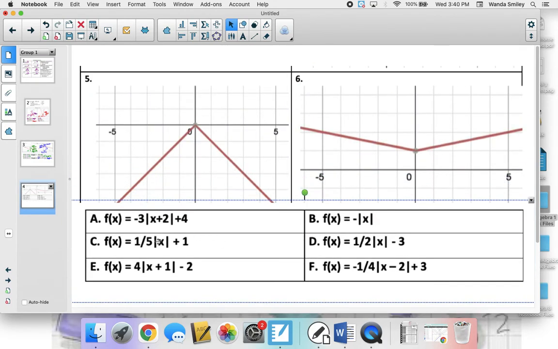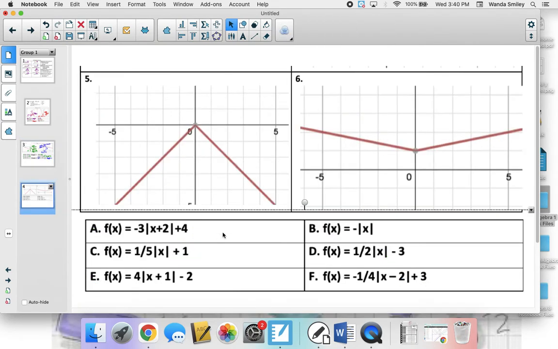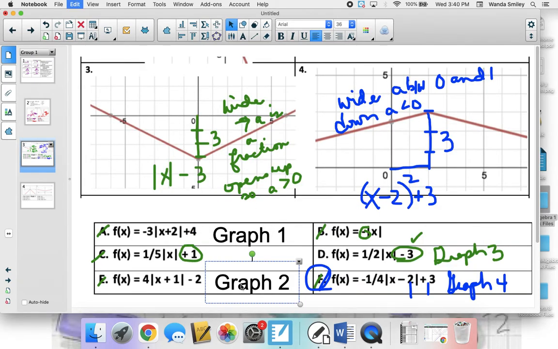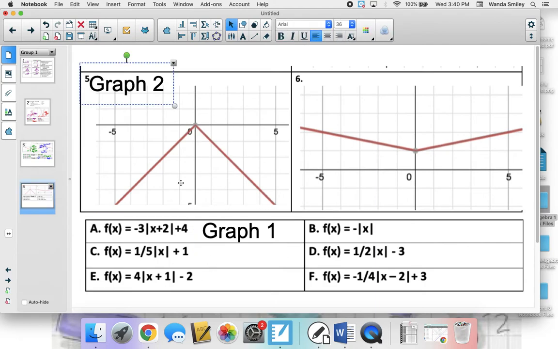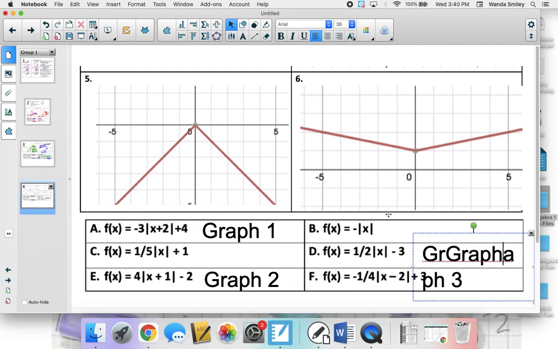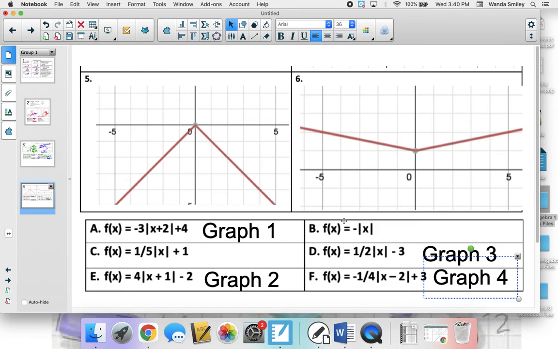All right, so we know from the previous ones, this one is graph 1. This one is graph 2. This one is graph 3. Oops, forgot to get out of it. And this one is graph 4, right? Okay, so that leads me to the first two. All right, both of them are negative, okay?